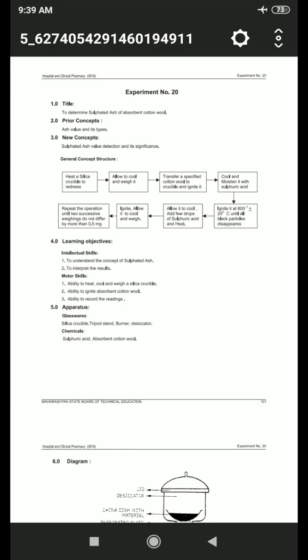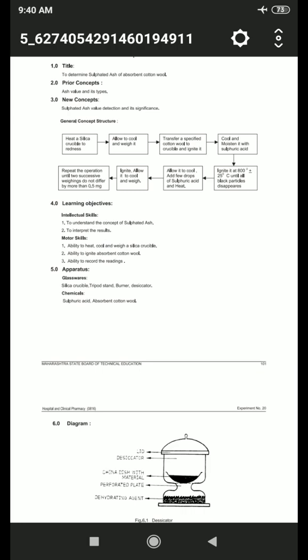Today I will start experiment number 20. In the previous practical, we saw experiments number 18 and 19. That is, to determine the number of threads per 10 centimeters of absorbent cotton ribbon gauze BP, and experiment number 19 is to determine weight per unit area of absorbent cotton ribbon gauze BP. Now I will start experiment number 20, that is, to determine sulfated ash of absorbent cotton wool.